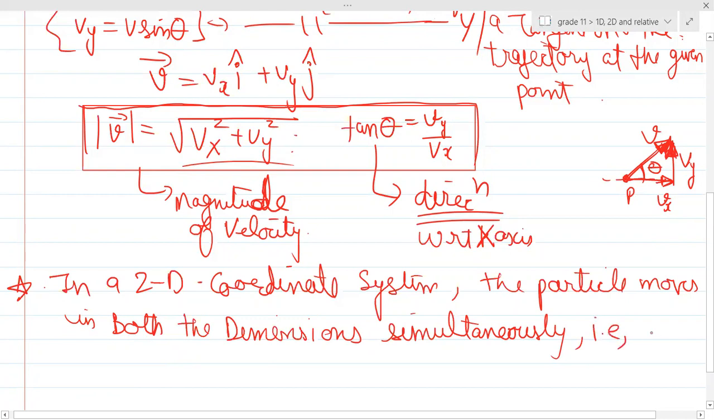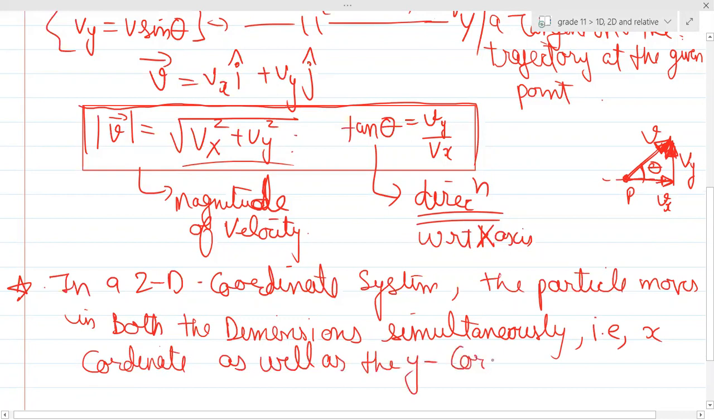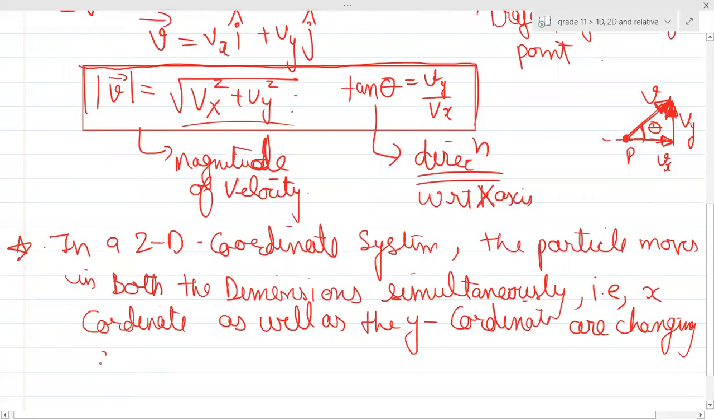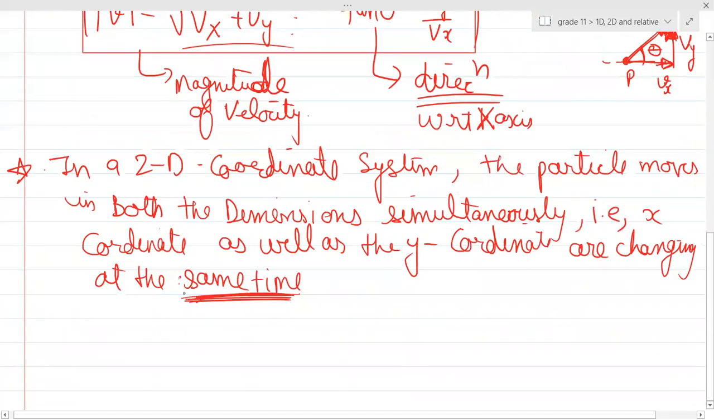That is, the x coordinate as well as the y coordinate are changing at the same time. Okay. So, sir, does moving an object in 2 dimensions make it difficult? No, it becomes easy. See how? Please remember, I told you now, for any question, time is the key, right? So what do you do in this particular thing?